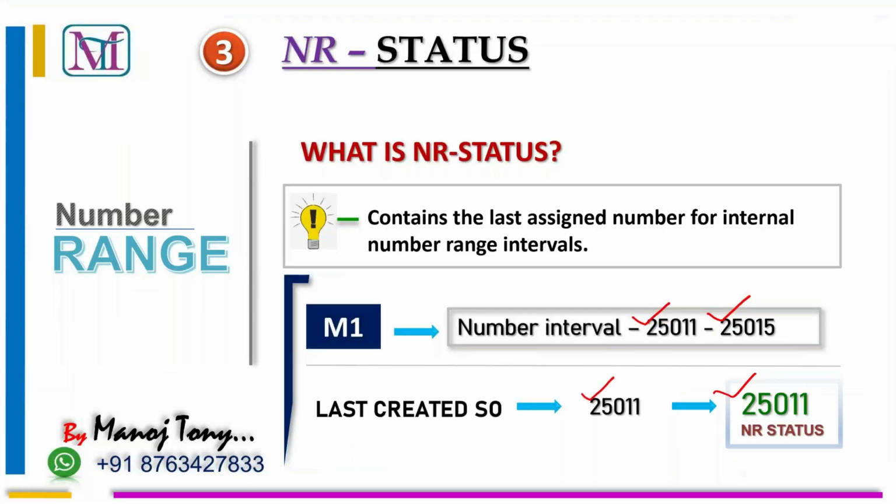Okay, so now we are clear what NR status is. NR status is the last created sales order number. Another point is that NR status is only for internal number ranges assignment, not for external number ranges assignment.